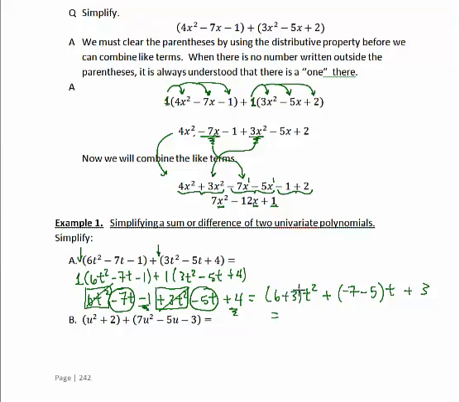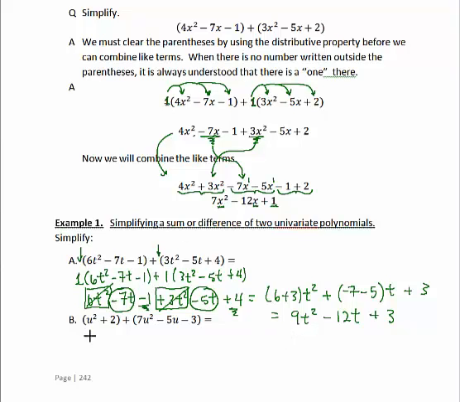Combining the coefficients, adding the coefficients of the t squared, I get 9. And then negative 7 and a negative 5 would give me a negative 12. So I'll write subtract 12t and then plus 3. And all of the like terms have been combined at this point. And so this would be as far as we go.